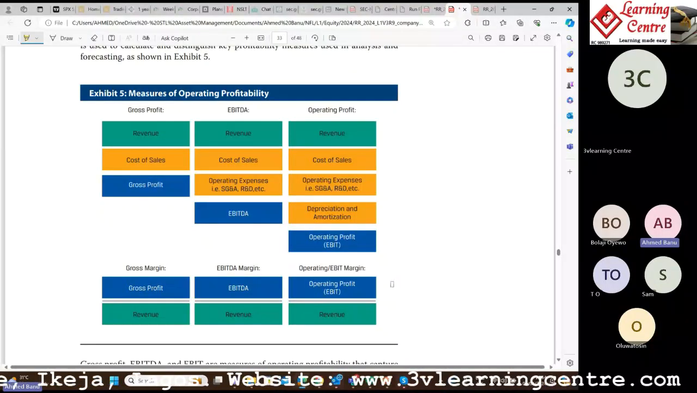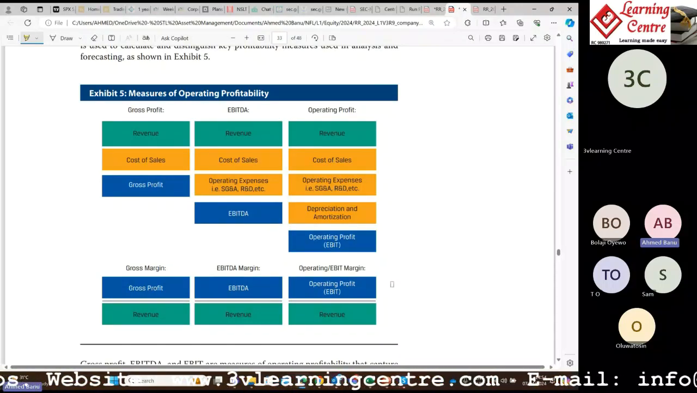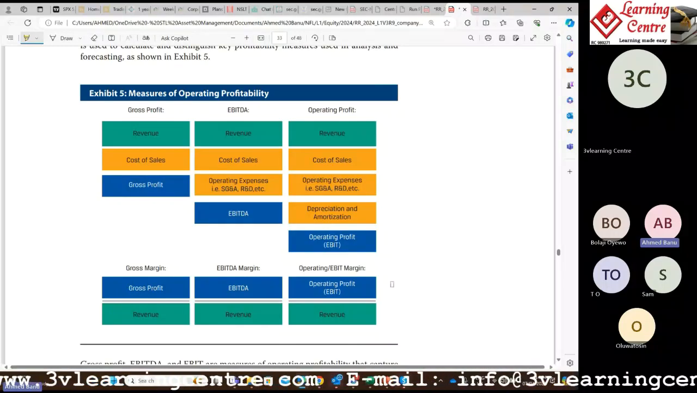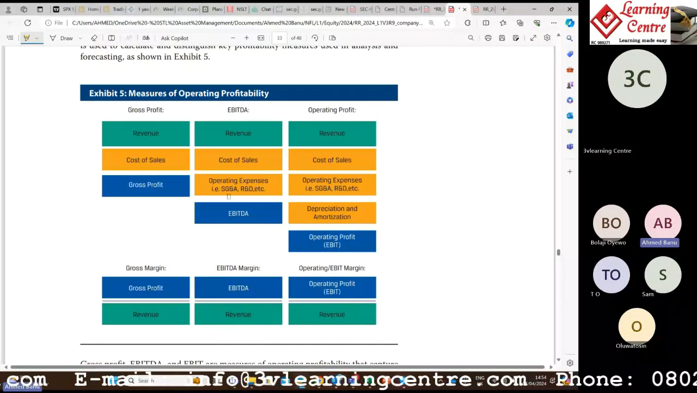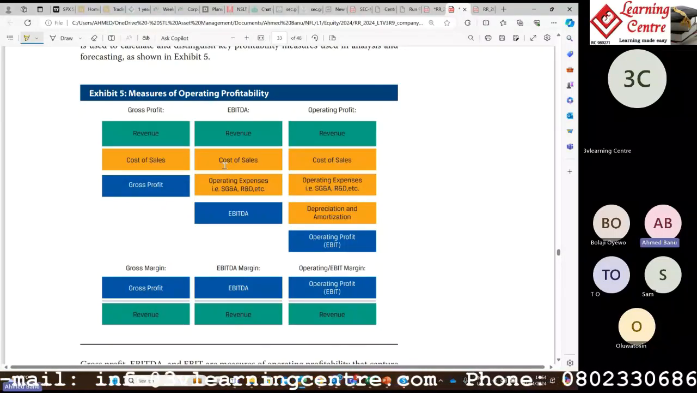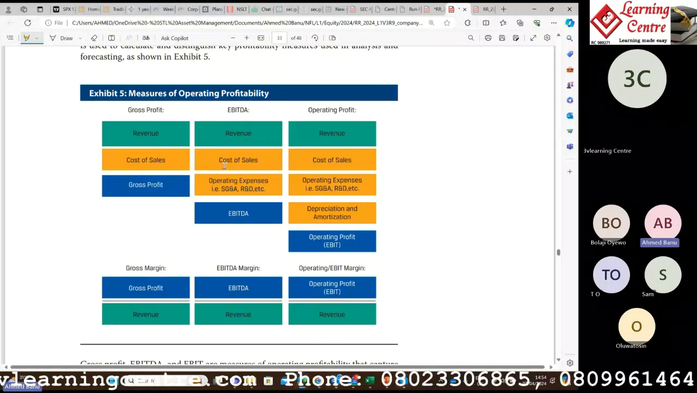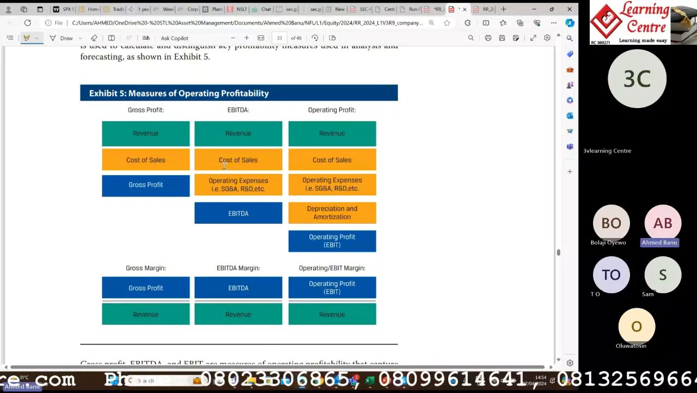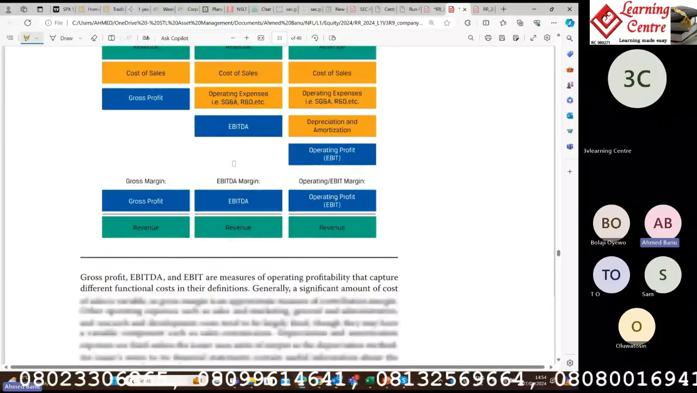So measures of operating profitability. Your measure of operating profitability comes from different angles. You first have your gross profit, then you have your EBITDA, and you have your operating profit. EBITDA is your earnings before interest, tax, depreciation and amortization, meaning that you are just subtracting cost of sales and operating expenses without taking into account depreciation and amortization. But when you bring in depreciation and amortization, you now have your operating profit margin or EBIT margin. I know you guys know all this. This is FRA.